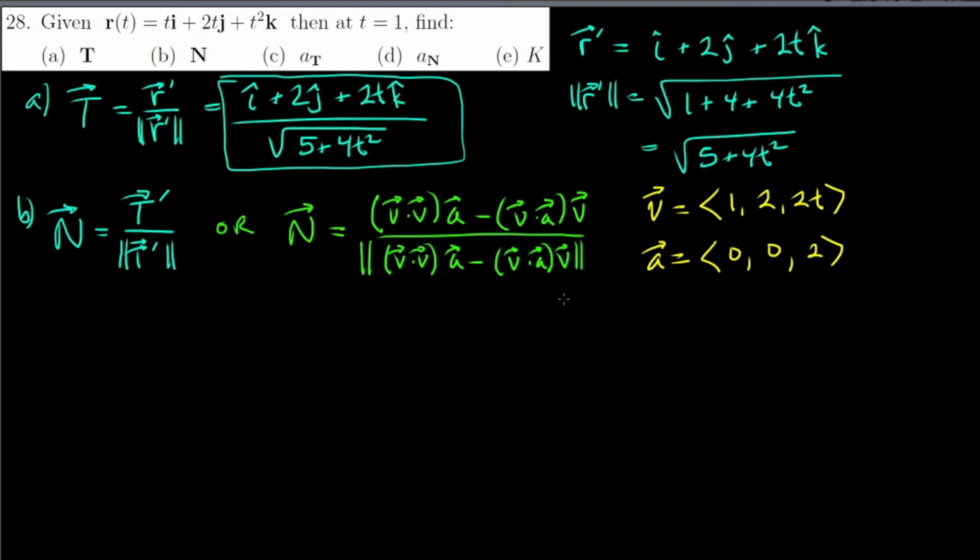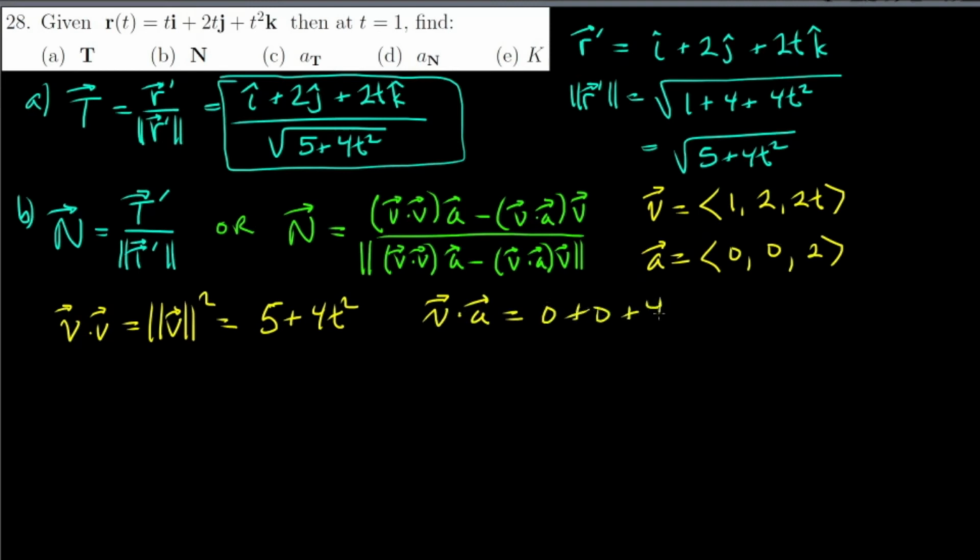All right, so let's just take each of these separately. What's v dot v? Well, that's just the magnitude of v squared. We already did the magnitude of v, so when you square it, you get 5 plus 4t squared, right? And then that'll be times the vector a. So what's v dot a? That's just going to be 0 plus 0 plus 4t. So it's just 4t, right?